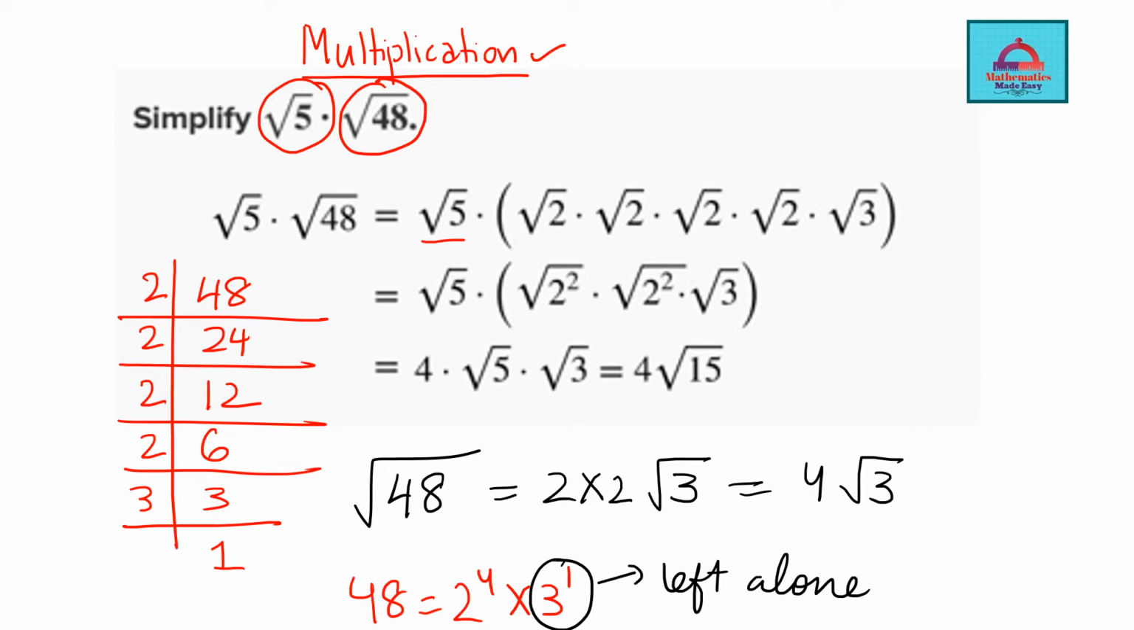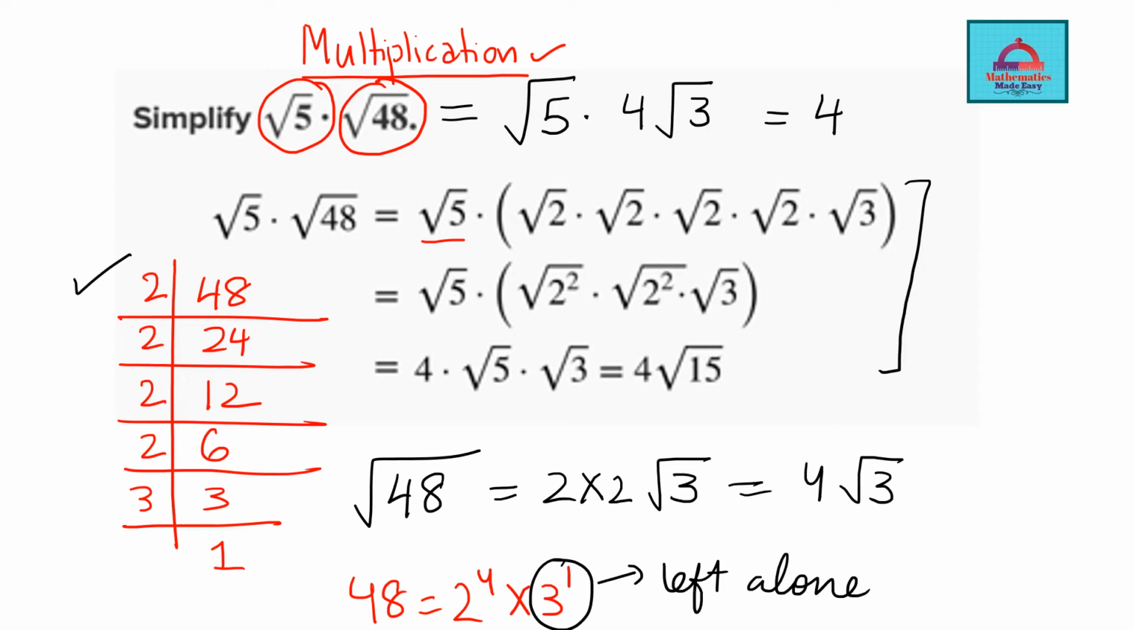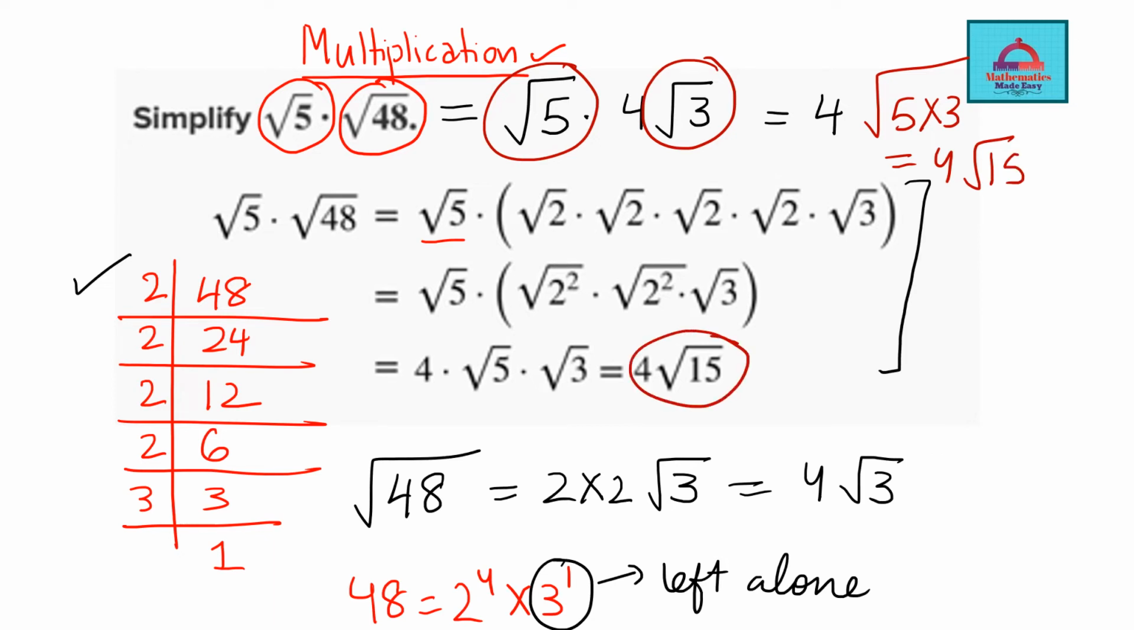Now, instead of solving so many steps, you can simplify using prime factorization and directly write your answer as square root 5 multiplied with 4 square root 3. Now 4 is outside the radical, so it will be as it is, whereas square root 5 and square root 3 being multiplied in the radical will give you 5 multiplied with 3, that is 15. So directly you have got 4 square root 15 without doing these complicated steps. So try to follow this method. It will save you a lot of time and a lot of effort.